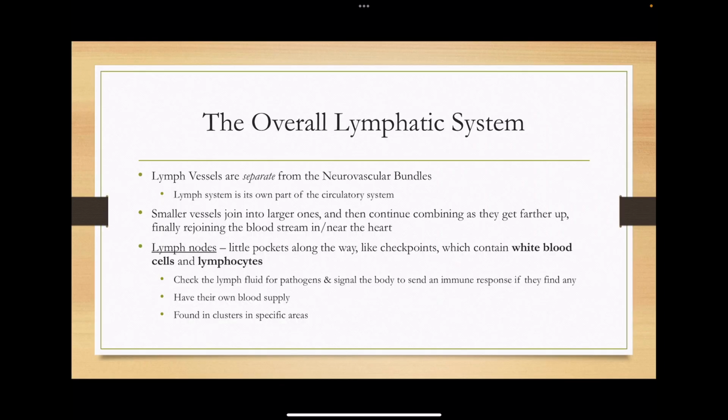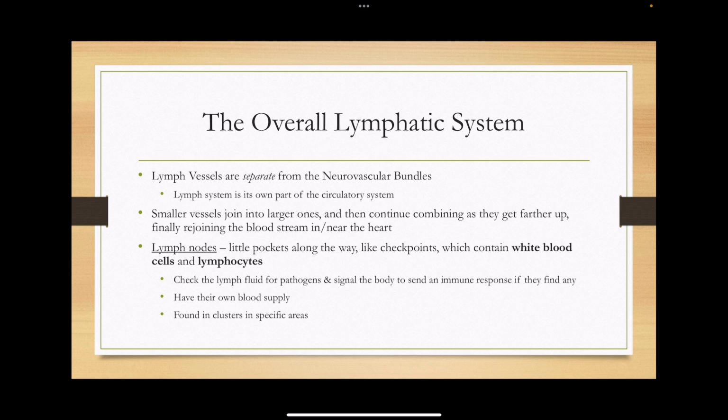Overall, the lymphatic system works as a part of the circulatory system, but unlike the nerves, arteries, and veins, it has its own separate structure and connections. It kind of vibes like the veins and their venous plexes, in that it draws out of small spaces and the vessels keep joining up with each other and combining into bigger and bigger vessels. Eventually, the main lymph vessels dump their fluid back into the bloodstream up by the heart.